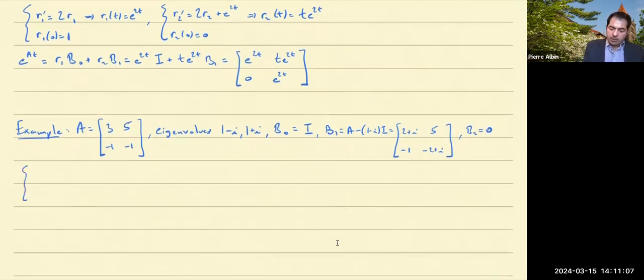Right? Our coefficient functions, so R1 prime would be equal to (1 minus i) times R1 with R1 at time 0 equal to 1. So that means R1 of t would be e to the (1 minus i) t. R2 prime would be equal to (1 plus i) times R2 plus R1, so e to the (1 minus i) t. R2 of 0 is equal to 0.